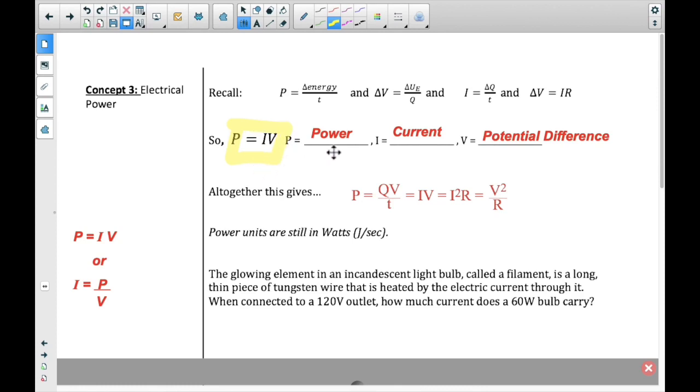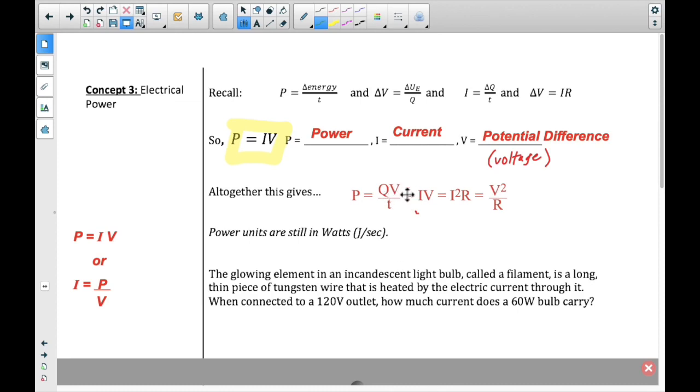We have to understand P is power, I is current, V is potential difference, which we also sometimes call voltage. But that's why it's V, because of the voltage. So power is how much current you have and how much voltage you have multiplied together. But we can string those together because each of these different formulas is also going to be helpful. So this first one comes from this Q over T being current.